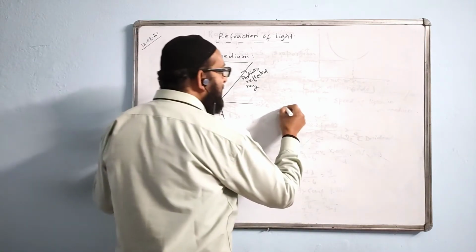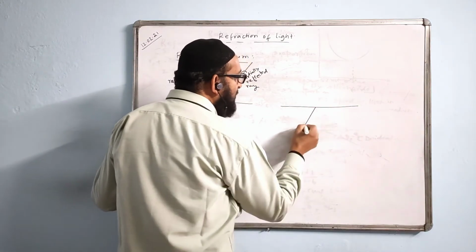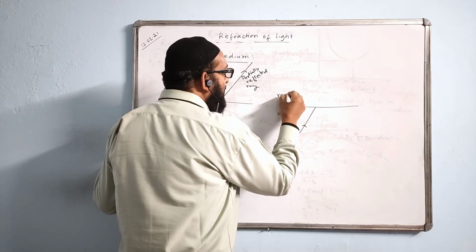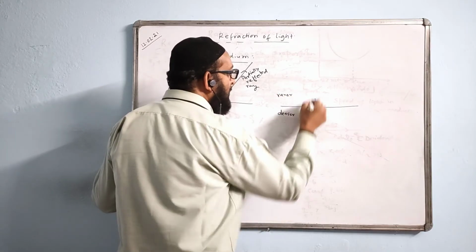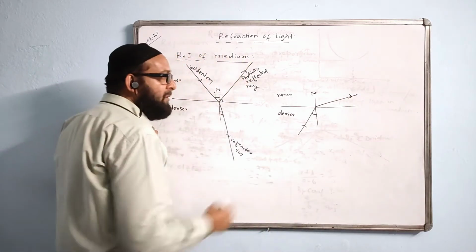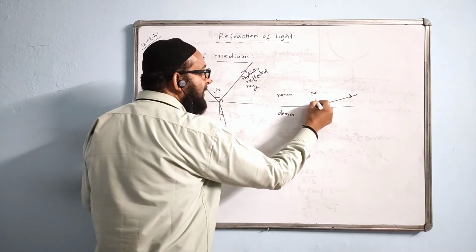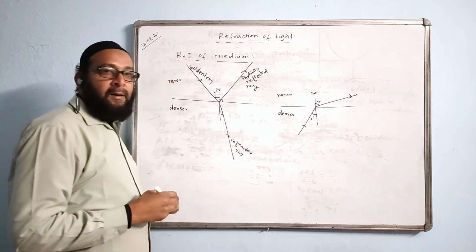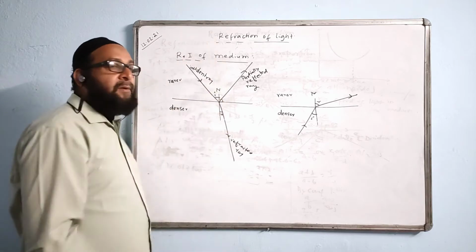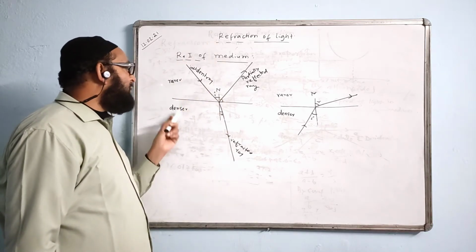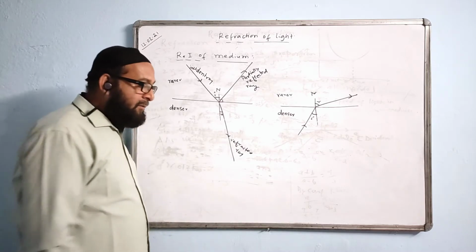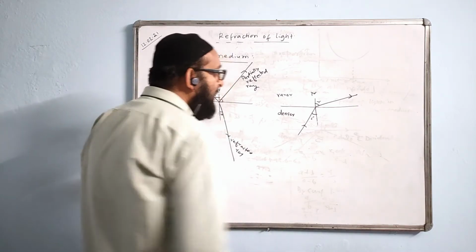Now similarly, when the ray travels from denser to the rarer medium, this is denser, this is rarer, here is the normal. Where does it go? It will bend away from the normal. So this is the angle of incidence and this will be the angle of refraction. When the ray travels from denser to the rarer medium, it will bend away from the normal. When it travels from rarer to the denser medium, it will bend towards the normal. I think you know it is fact, isn't it?